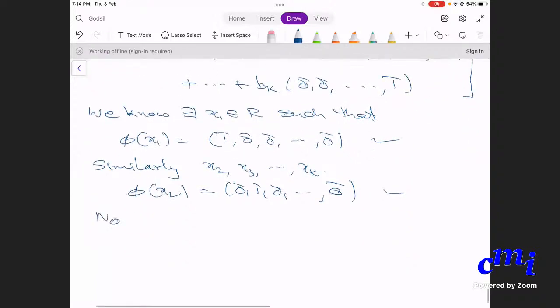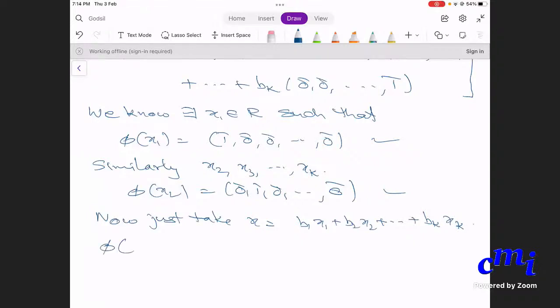Now just take x to be b1 x1 plus b2 x2 up to bk xk. And let us try to calculate what is phi of x. Because phi is a homomorphism, this will be phi of b1 x1 plus phi of b2 x2 up to phi of bk xk.